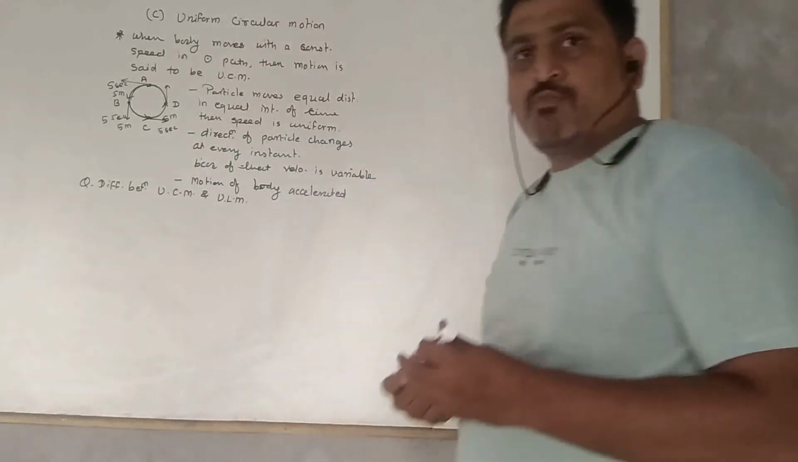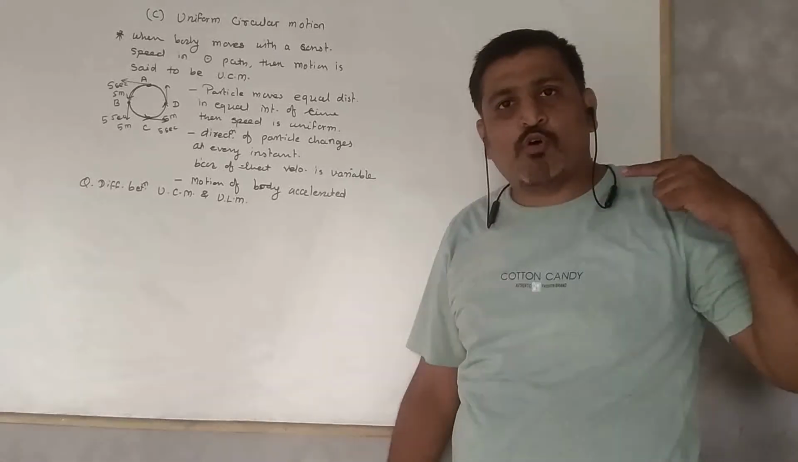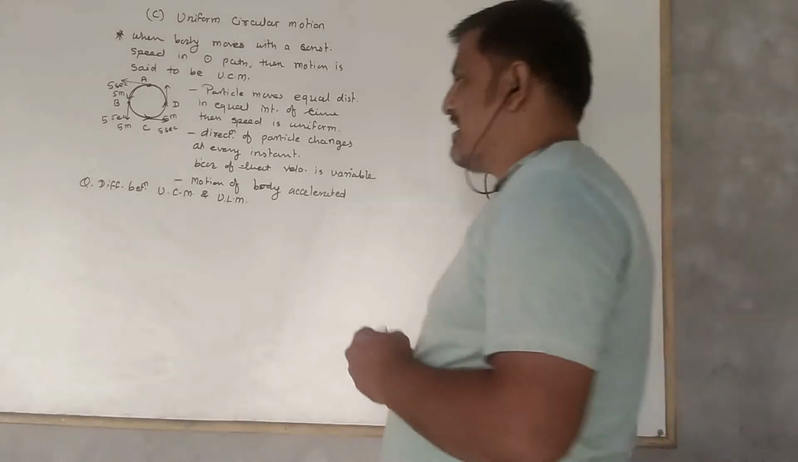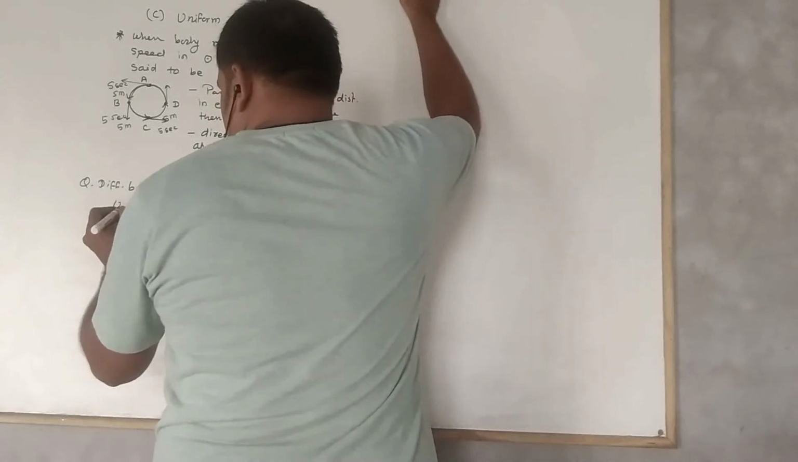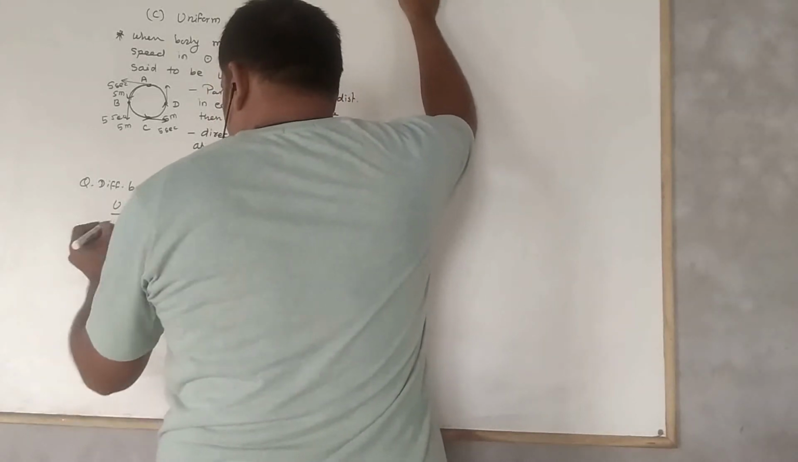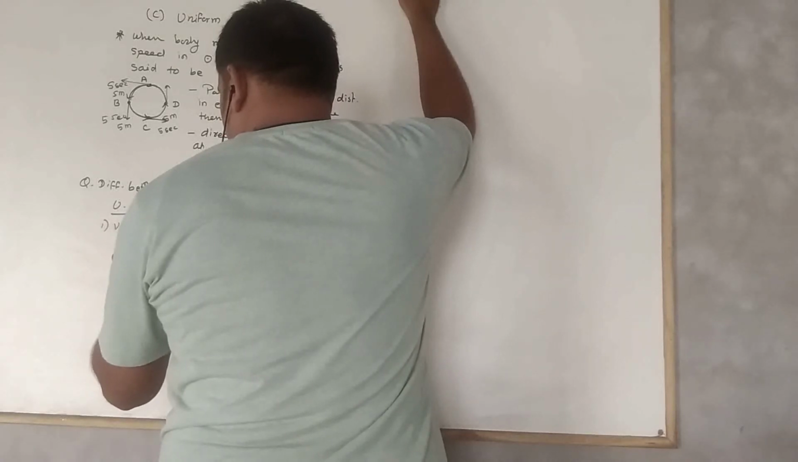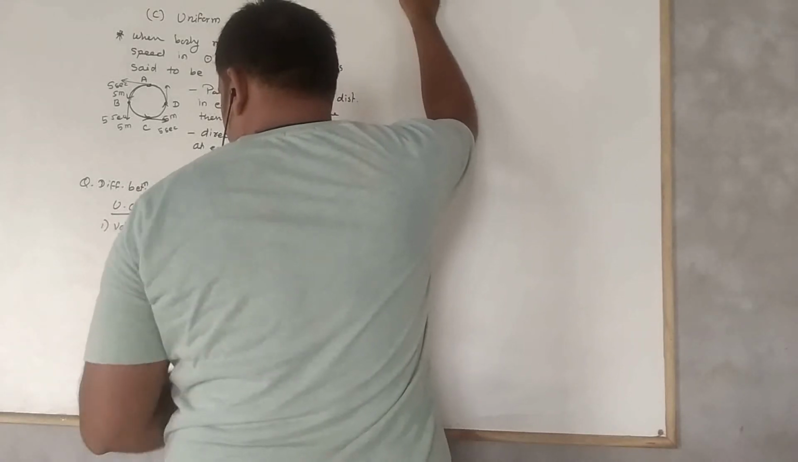Now let's see the difference between uniform circular motion and uniform linear motion. We know that circular motion means the body moves in a circular path. What is linear motion? A body which moves in a straight line path. So let's see the difference. In uniform circular motion, the velocity of the body is variable, right?